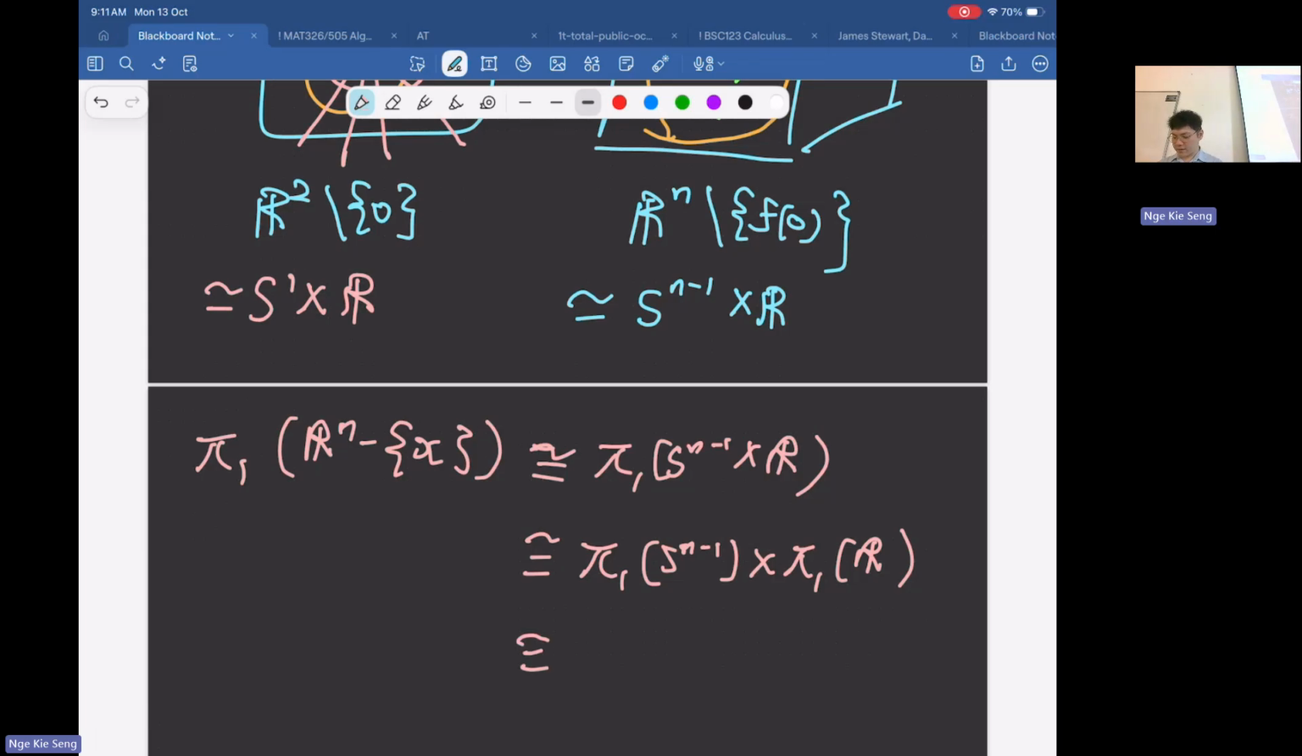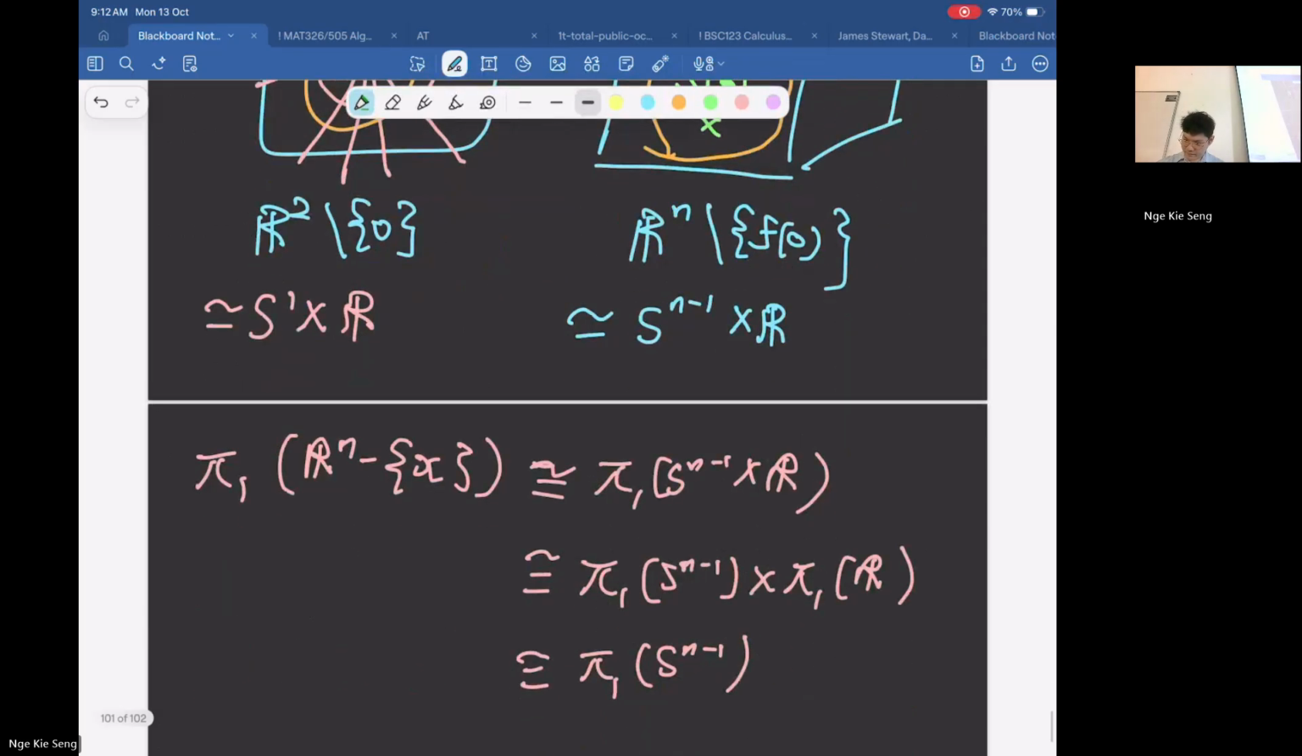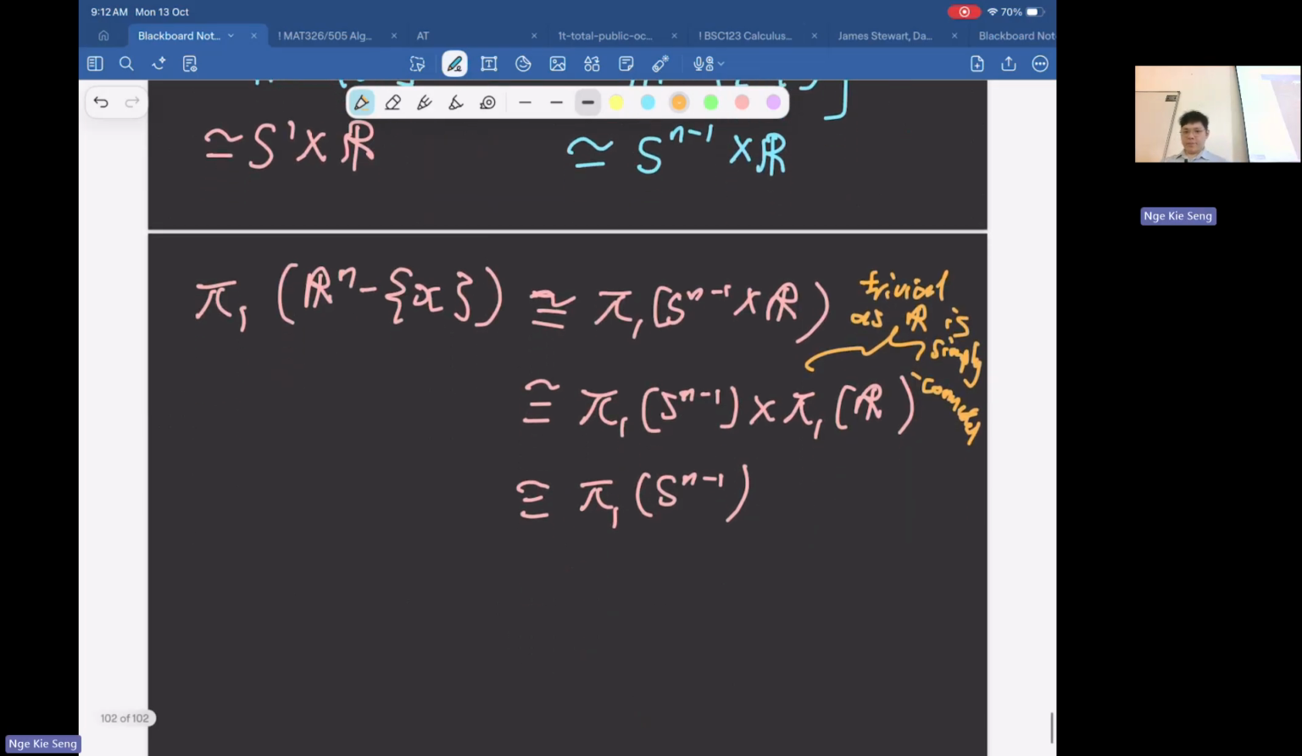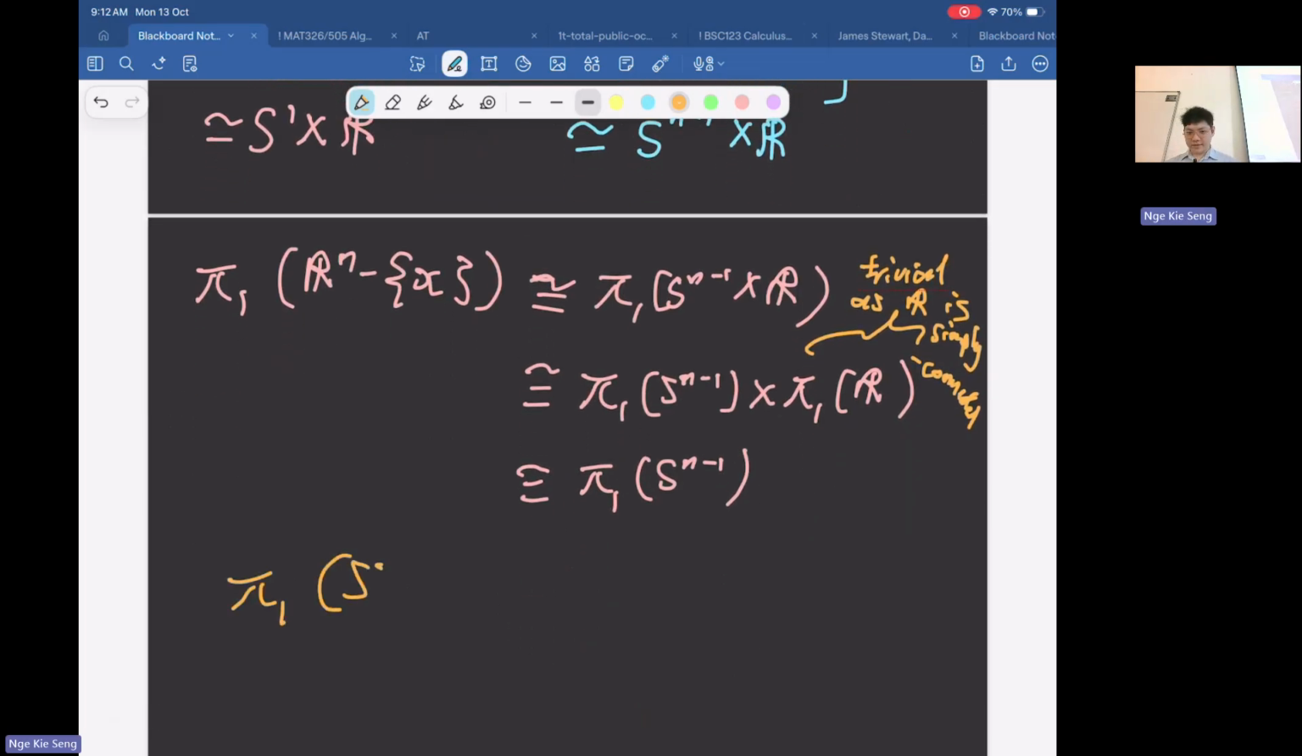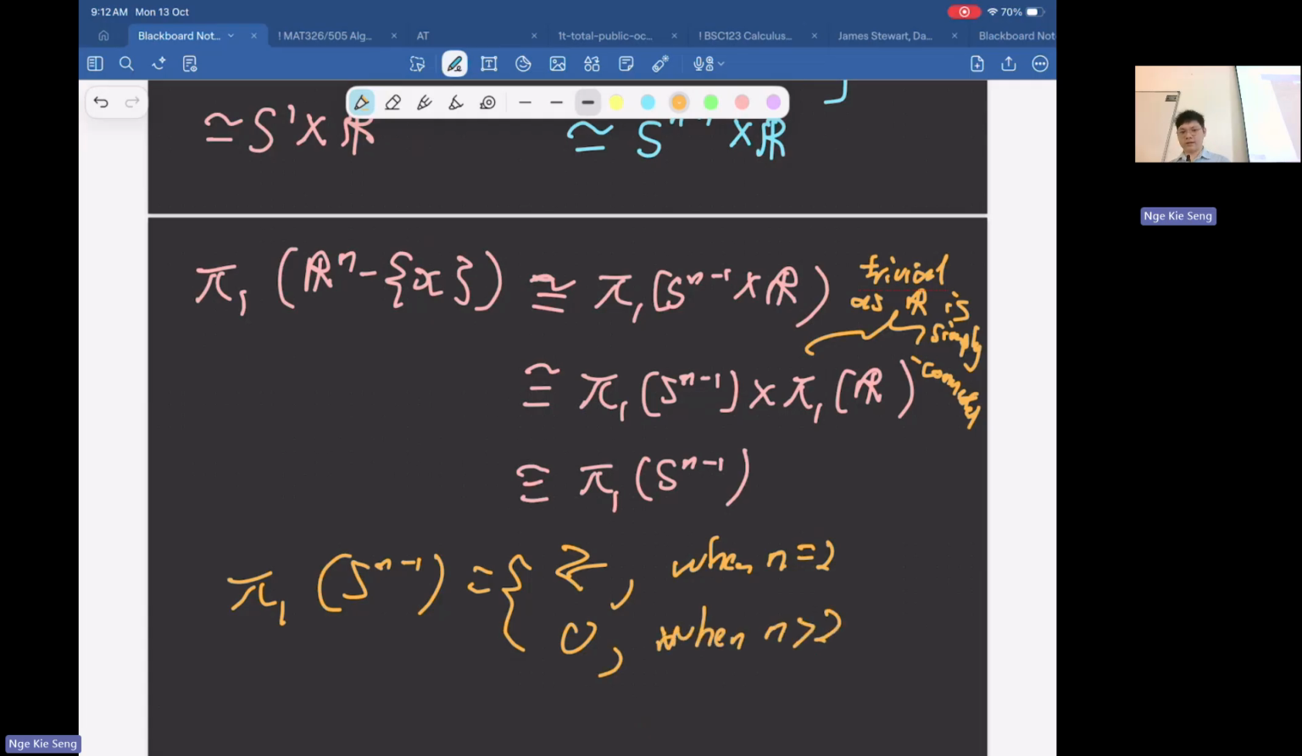Okay, first of all, pi one of R is just the trivial group. So we get back our pi one of Xn minus one, because Rn is contractible. Okay, this is trivial, as R is simply connected, like we talked about in the quiz last time. Okay, but what is pi one of Xn minus one? So this is equal to Z only when n equals 2, but 0 when n is greater than 2. This is what we have shown last time.